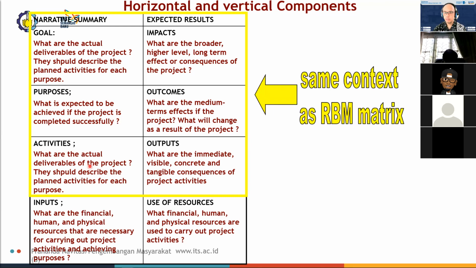So here are the similarities with the RBM matrix or the RBM context. And as I mentioned, RBM does not consider inputs.